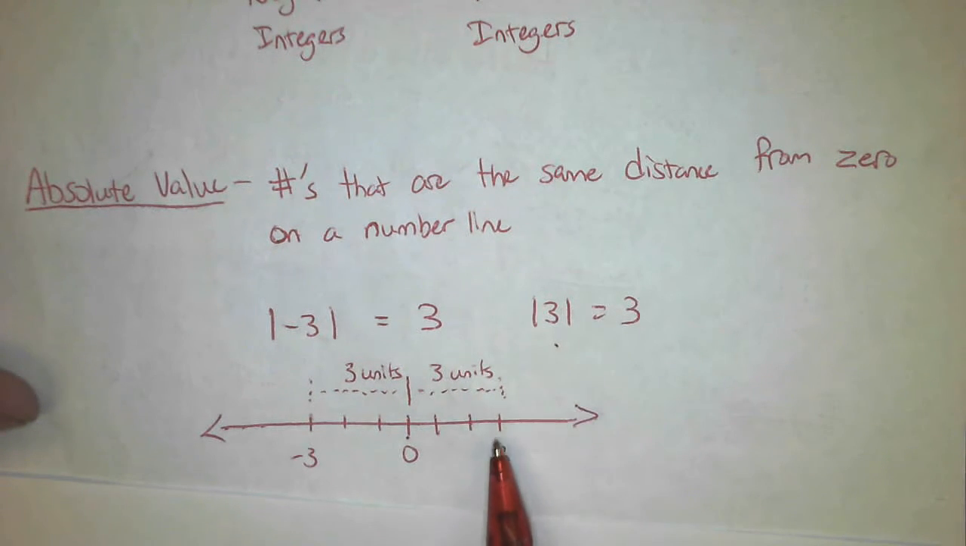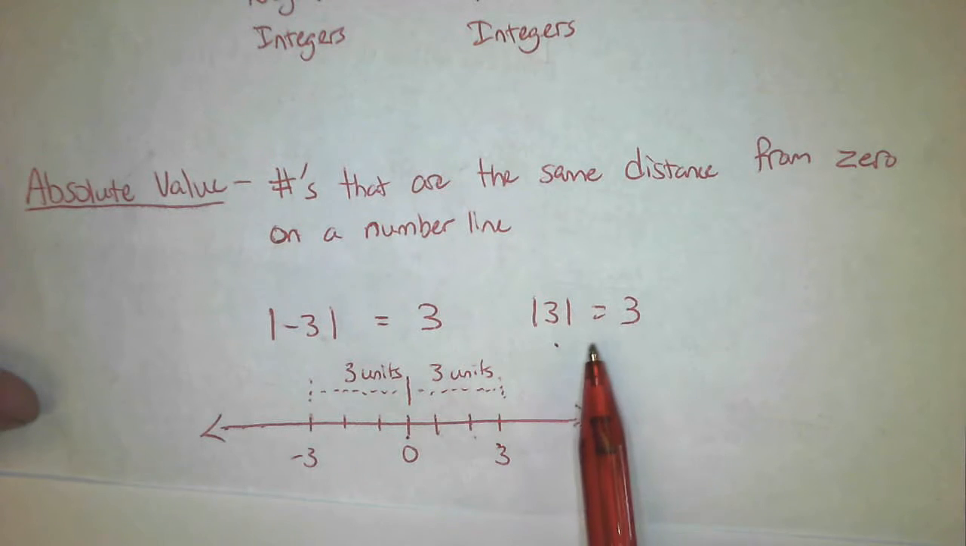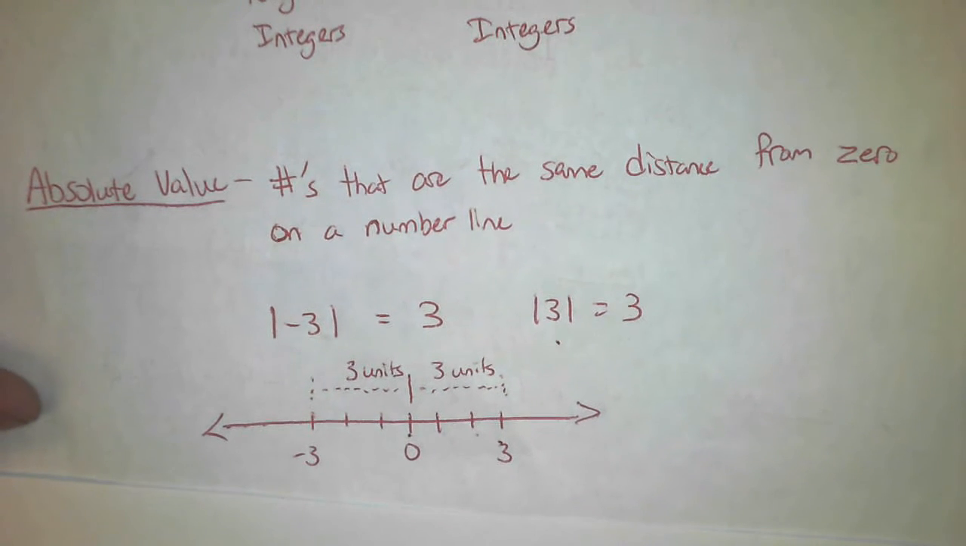If we look at 3 on the number line, 3 is still 3 units away from 0. So the absolute value of 3 is also 3. A lot of people get confused and think the absolute value is the opposite. That is not true. It is how far that number is away from 0.